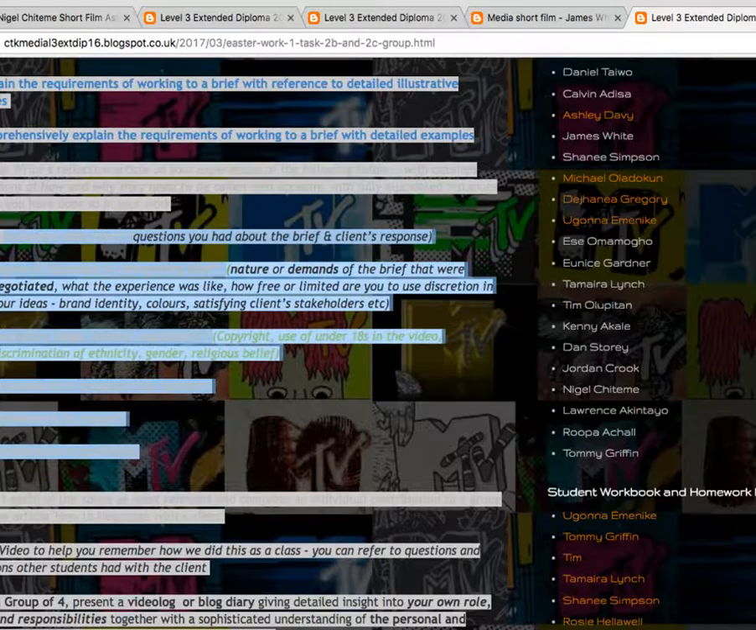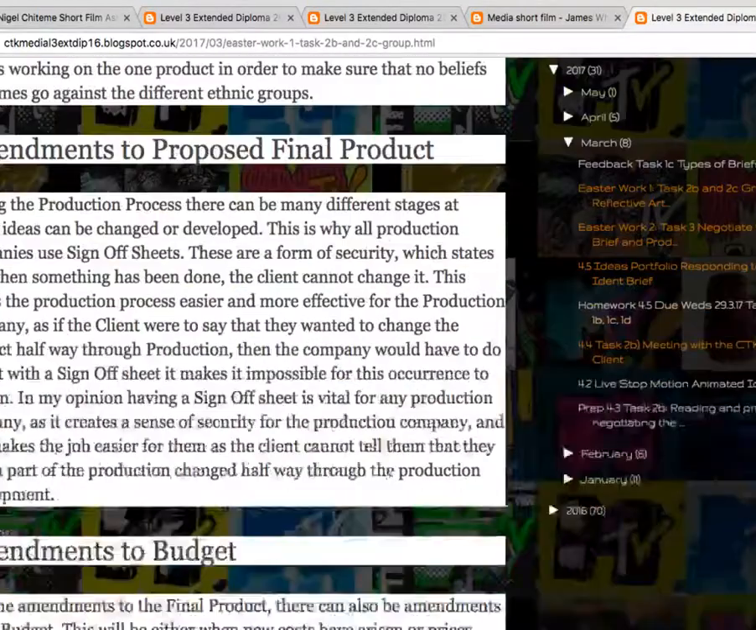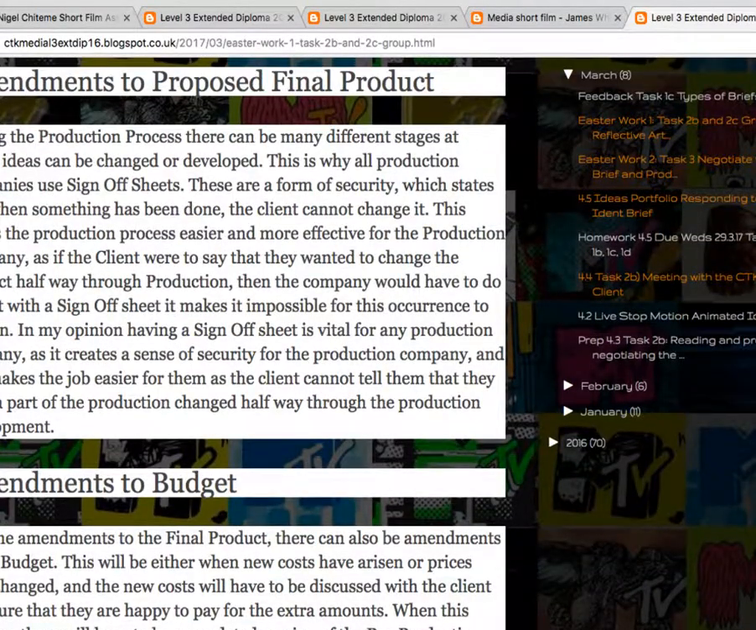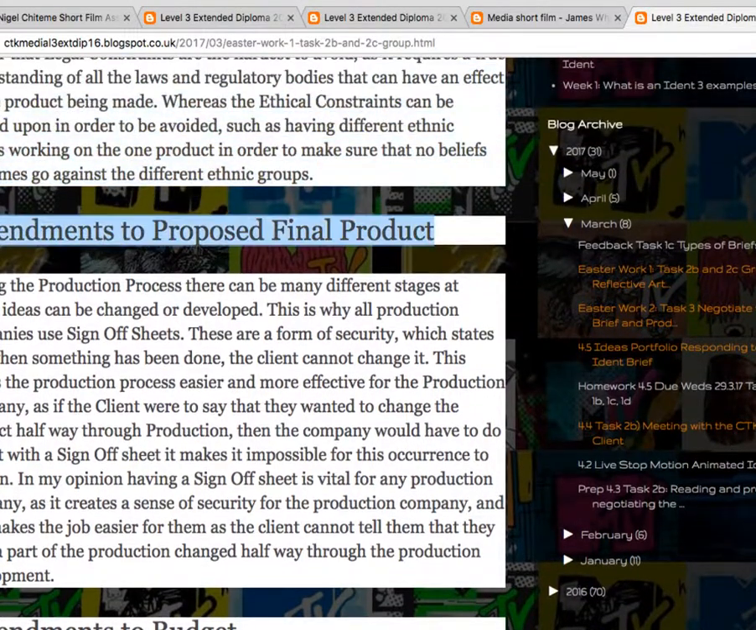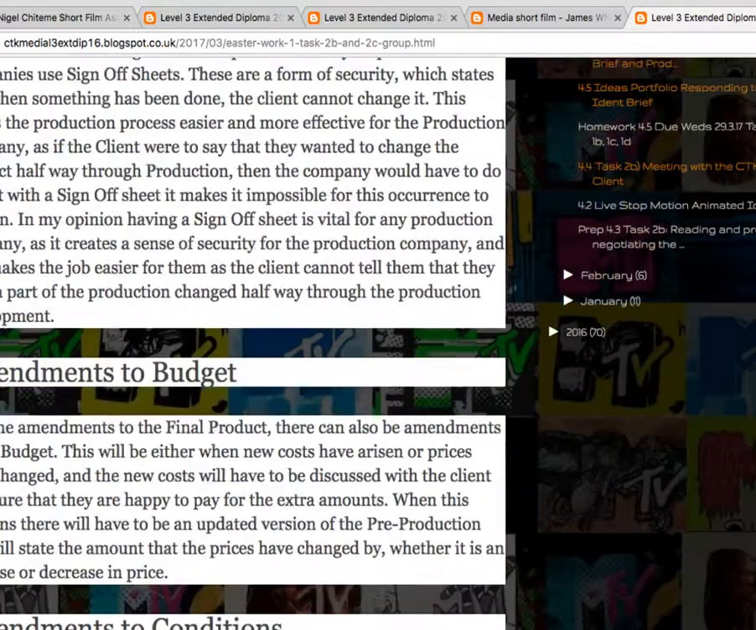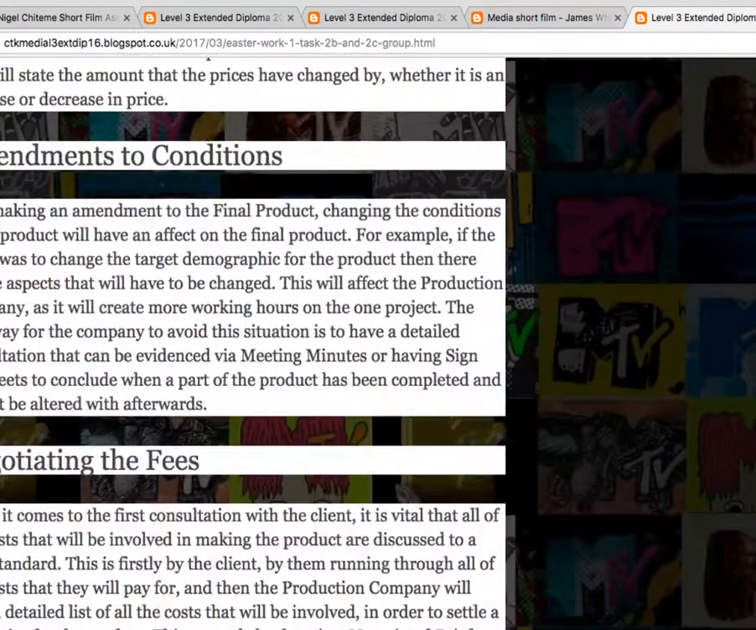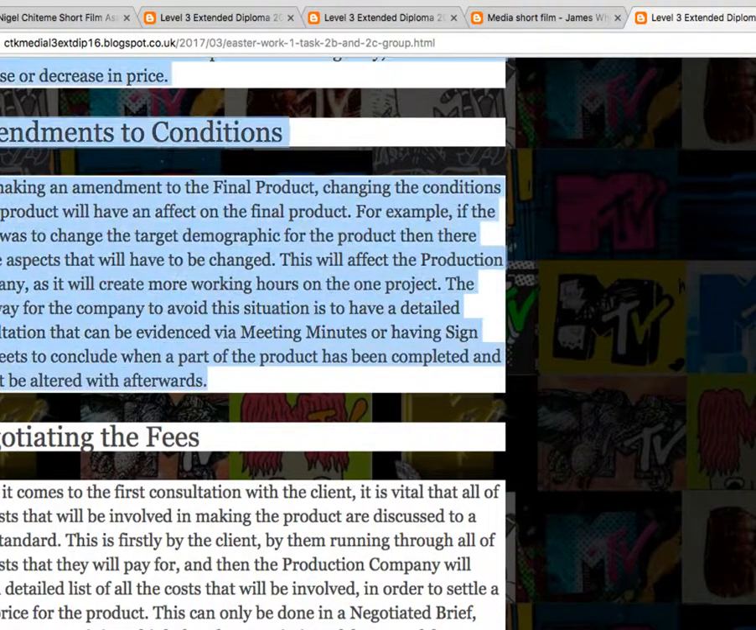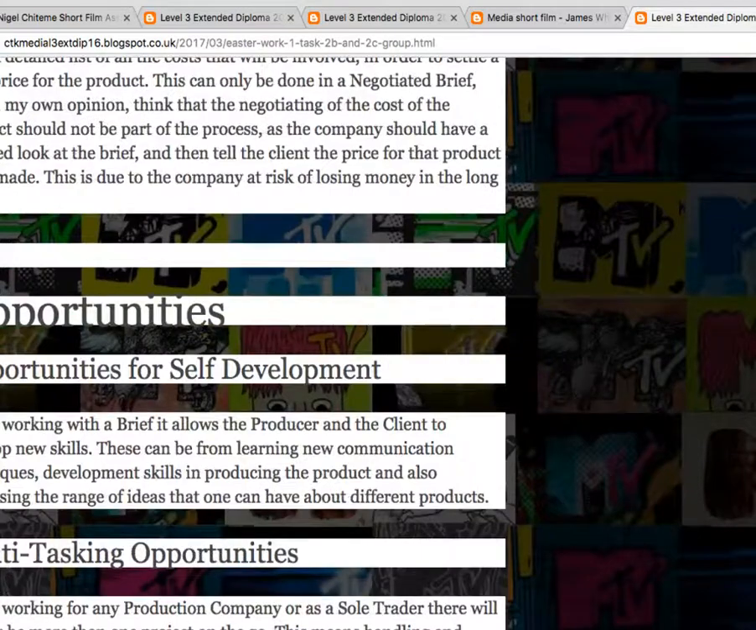The only subheading that's left that I can see is amendments to conditions. So if we have a look through here, yeah, again, just going back, amendments to the final product. Again, you can talk about them using sign-off sheets here and the form of security and all that kind of stuff. So yeah, this doesn't seem like Rosie's section at all to me. There's nothing in here about the changes that you wanted to bring in.